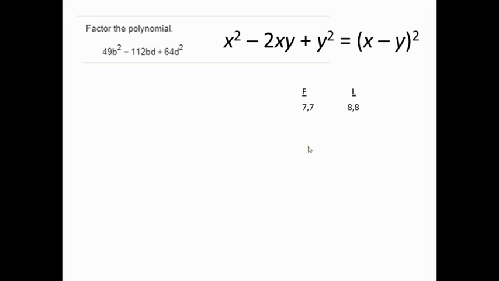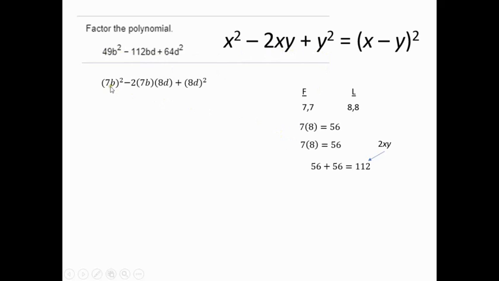Notice if we break these down, 7 times 8 gives us 56, and then 7 times 8 again is 56. If we add these, we get 112, which is the middle term coefficient, and that actually is the 2xy piece. So what we can do here is rewrite this in such a way that it looks a little bit more like the perfect square trinomial formula.